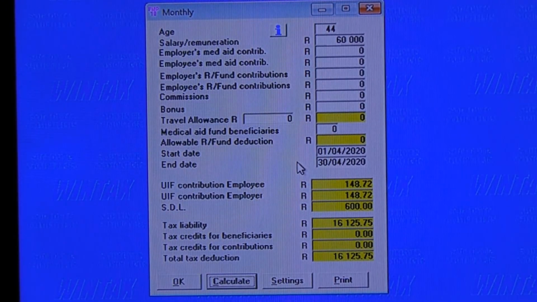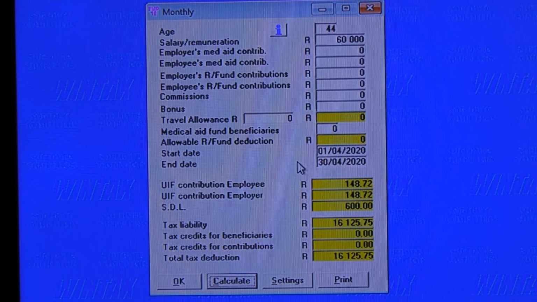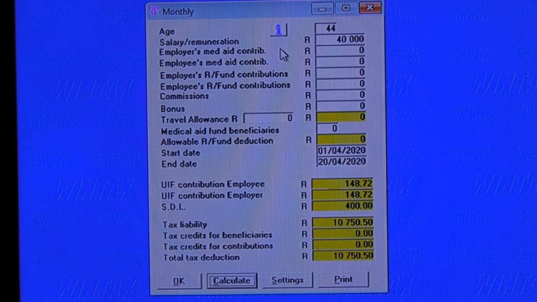If the employee leaves the employment after, say, 20 days in this month of April, then the employer will not pay the employee a full month's salary. In this 30-day month, the employer will say that the employee normally earned 60,000 Rand divided by 30 days, which means 2,000 Rand a day in April. The employee only worked for 20 days, so the employer will pay the employee 20 times 2,000 Rand equals 40,000 Rand. The employee is not taxed on 40,000 Rand earned in the full month, but is taxed on 40,000 Rand earned in 20 days in a 30-day month.